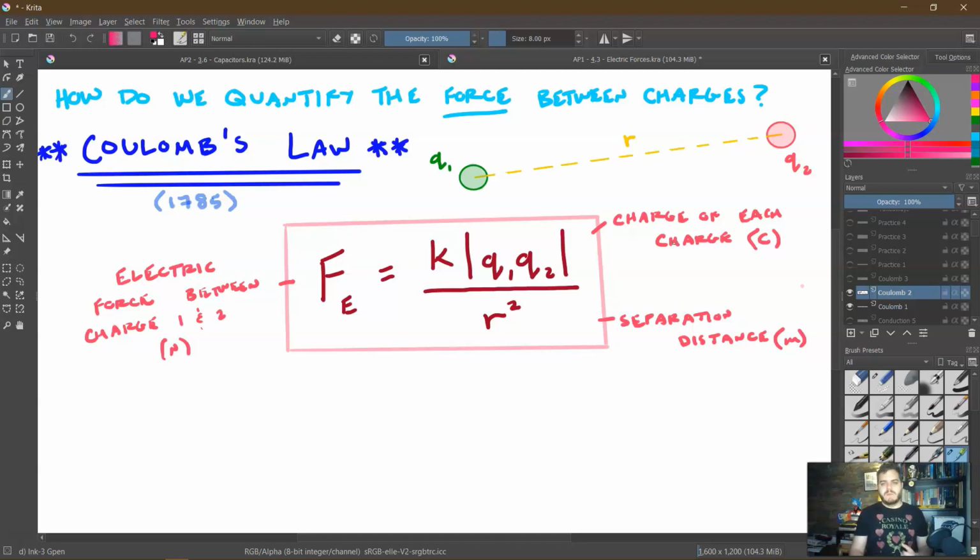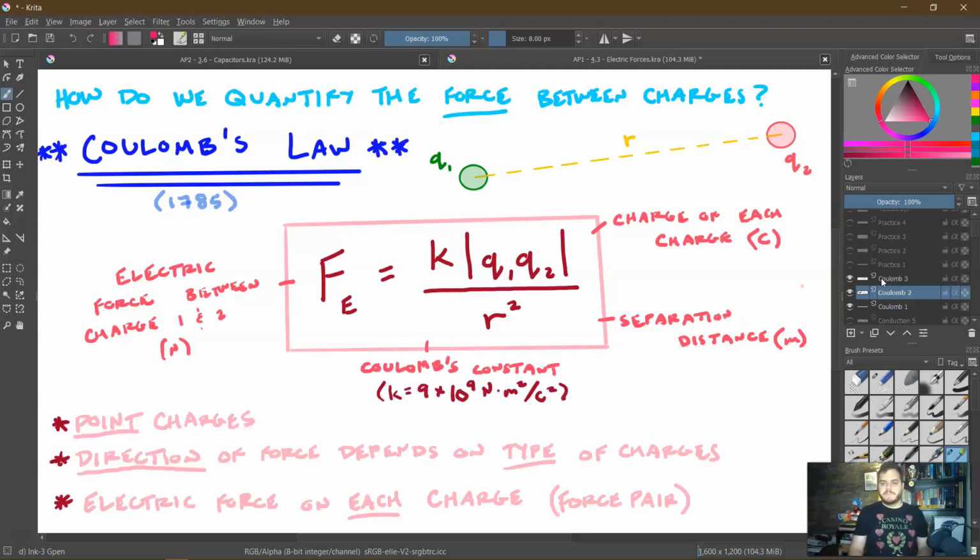First off, Q1 and Q2 are the charge on each charge in coulombs. So 1 coulomb, 2 coulomb, whatever. Now notice there are absolute value bars here. And so in other words, we should always be getting a positive number out of this equation. It's really just telling you the magnitude of the electric force. r is the separation distance between the two in meters.